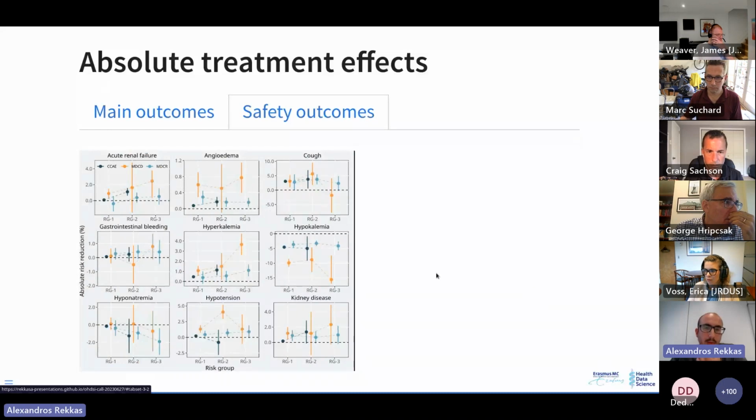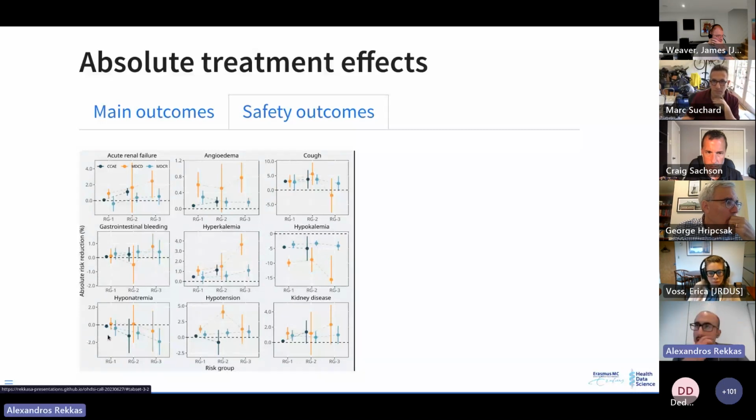But when we again look at the safety outcomes, things become a bit more complicated. With thiazides, of course, there are benefits: a lot of absolute benefit in the case of cough and angioedema, but on the other side, there are significant and strong risk increases of hypokalemia and hyponatremia as well.